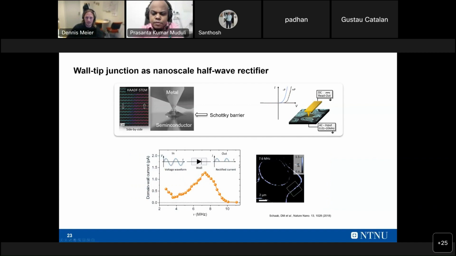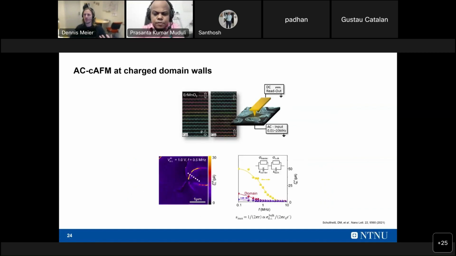This is now the signal as a function of frequency. So we have a certain signal from the domain walls, and at a high enough frequency, this signal goes away because we have diode-like behavior only at the contact between our electrode and the domain wall, where we now have rectifying behavior. The rest of the bulk has symmetric behavior. Only here we rectify. So also in the AC regime, the domain walls have some specific property that we can utilize. And of course, that relates again to their charge state.